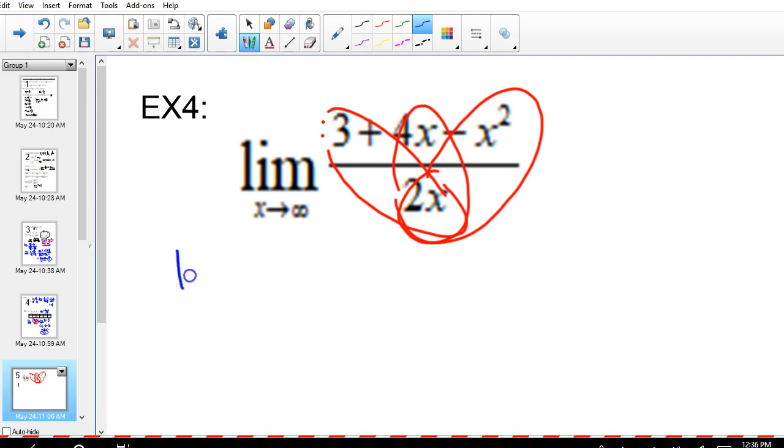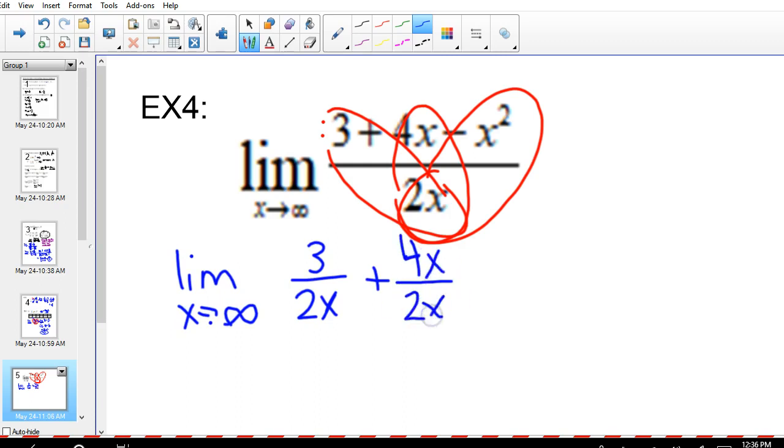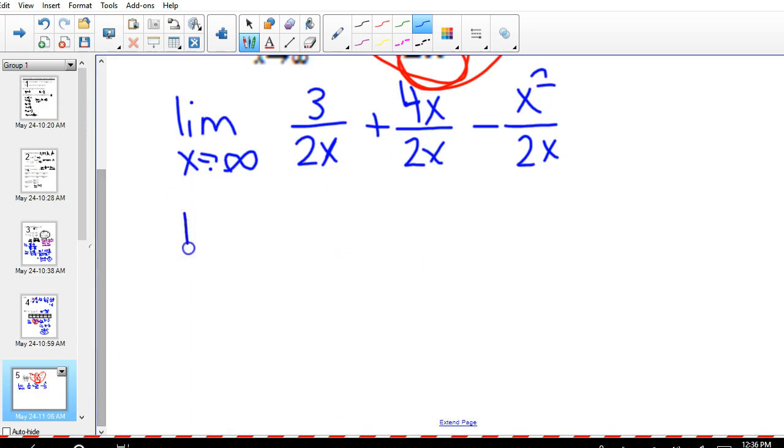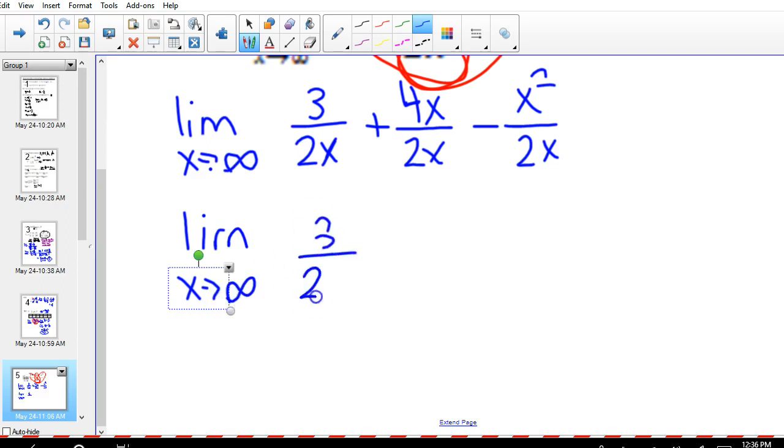So if we did that, we would have the limit as x approaches infinity of 3 over 2x plus 4x over 2x minus x squared over 2x. And so if we simplify that a little bit, we'll have limit as x approaches infinity of 3 over 2x. That will not simplify. Plus, right here, the x's cancel, and 4 divided by 2 is 2, so we just get a 2. And then here, we're going to have x over 2. Is everybody okay here? Again, if you want, you can do it the other way that we did the first two problems, but this is just a little quicker.